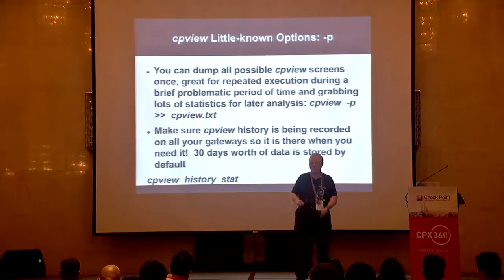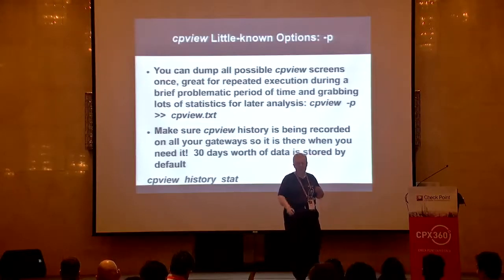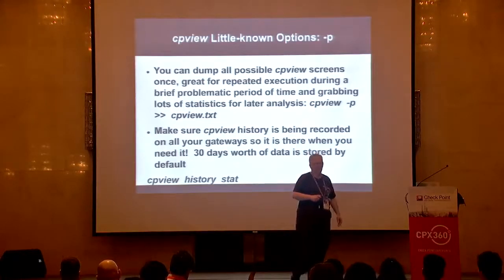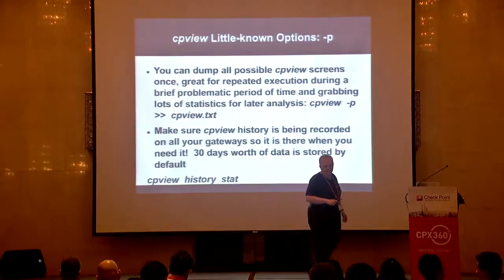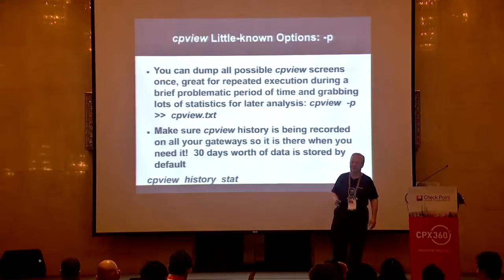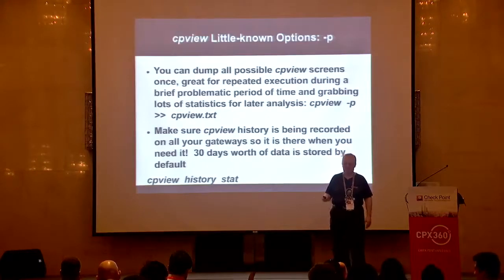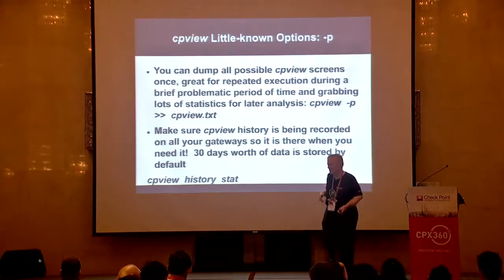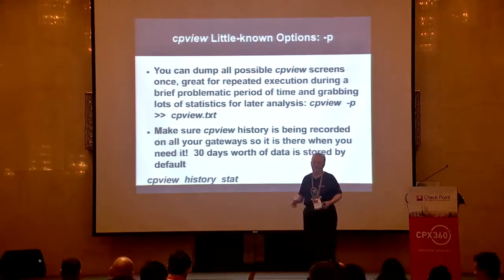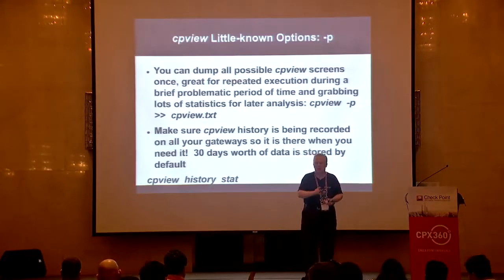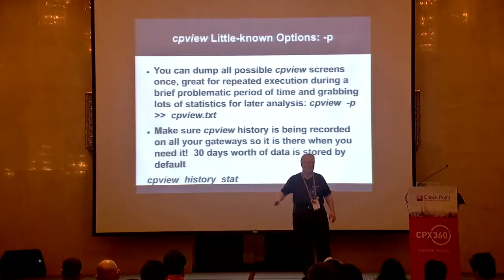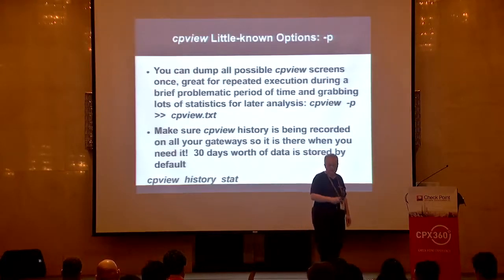And so you can use CPView -p to dump everything from CPView into one long file, and you can output it to a text file. Just make sure that CPView history is actually being recorded, because if it's not, then CPView is not going to give you much information. CPView is querying some analytics that the system's storing about itself, right? You can adjust how much data it's actually keeping, but make sure it's turned on and recording data so that it returns something useful for you.